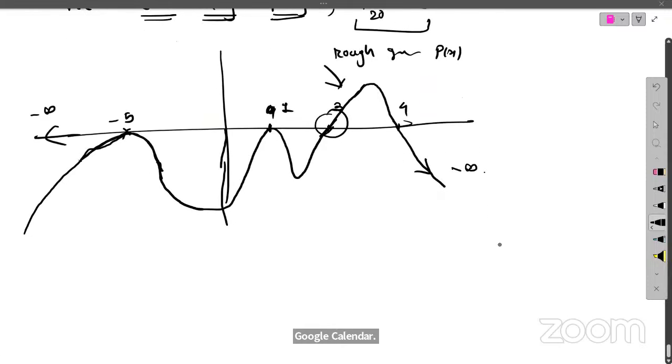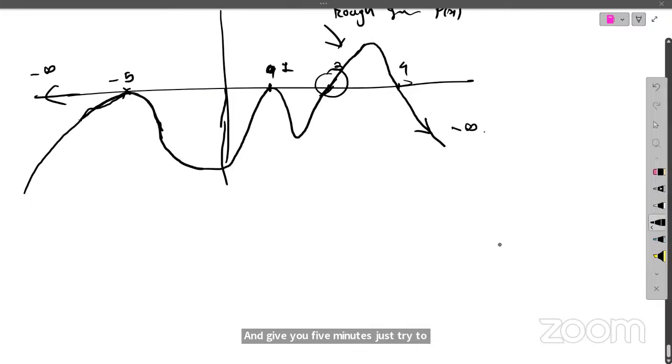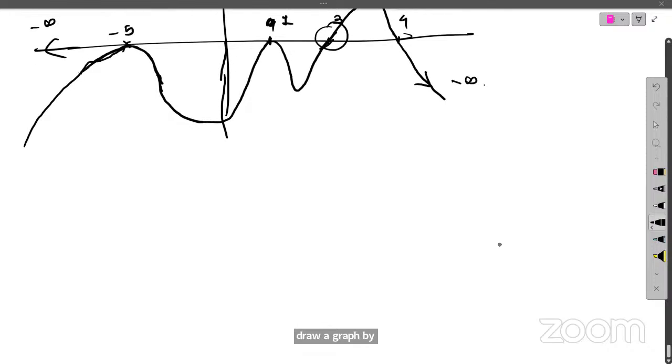Okay, so what I can do is give you one polynomial and give you 5 minutes. Just try to draw the graph by yourself, and then we will discuss it. Yeah, Anu, what's your doubt?